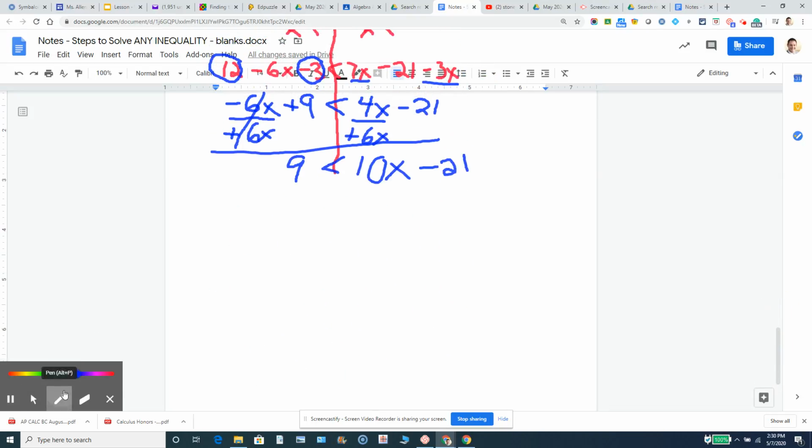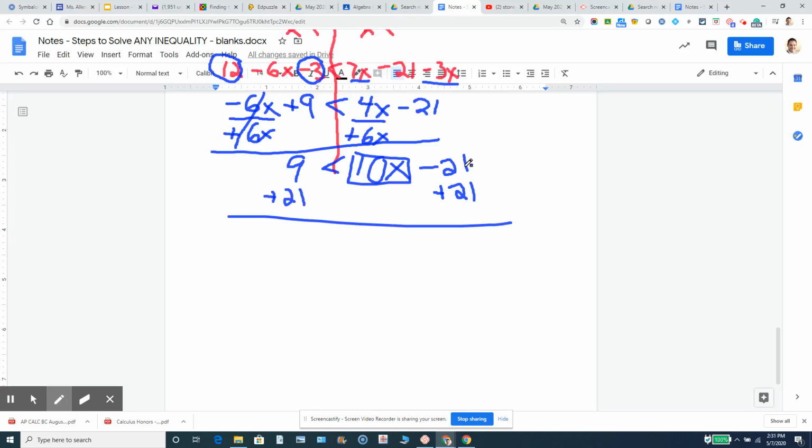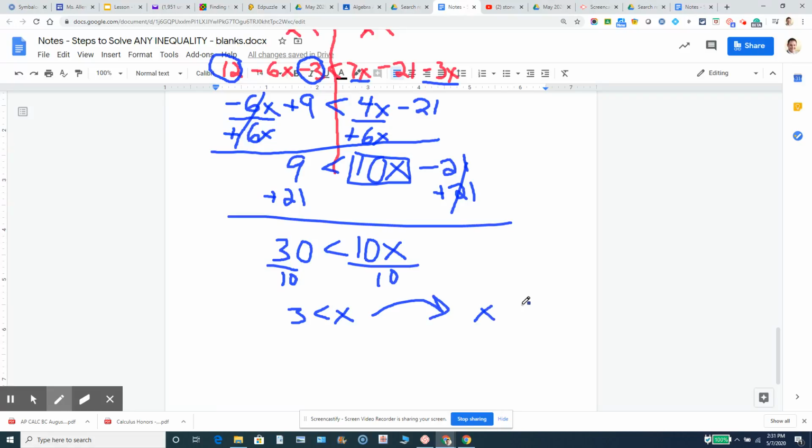And then our last two steps here. To finish this inequality, we're going to isolate the 10x. So we're going to add 21 to both sides. 9 plus 21 is 30. So 30 is less than 10x. And the last step here to get x totally alone is divide by 10. 30 divided by 10 is 3. We keep the sign the same because we didn't divide by a negative, but I want to rewrite that to help us graph it more effectively. X is greater than 3.